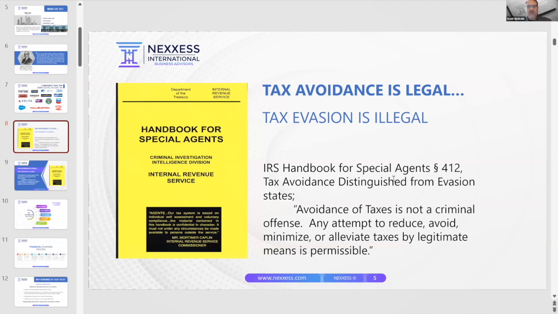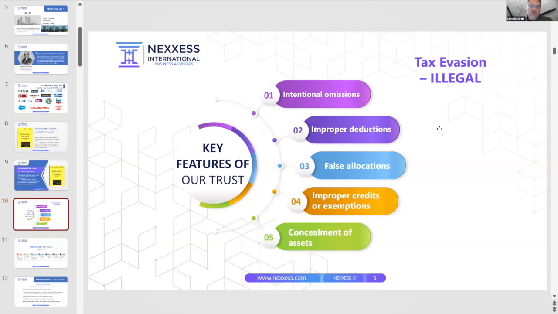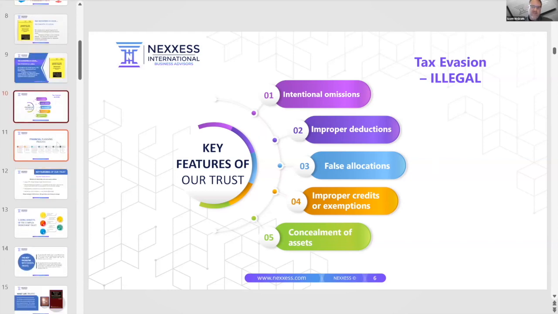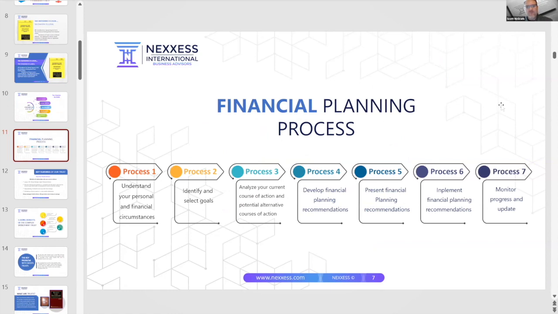So the IRS says there are 4 things that are legal in our country: tax avoidance, tax reduction, tax minimization, and tax alleviation. Those are the 4 things that are legal. What's not legal is to evade taxes, which are displayed here on the screen. Intentionally doing something, deceiving and concealing, those kinds of things are wrong, and you go to jail for that. We don't do that.